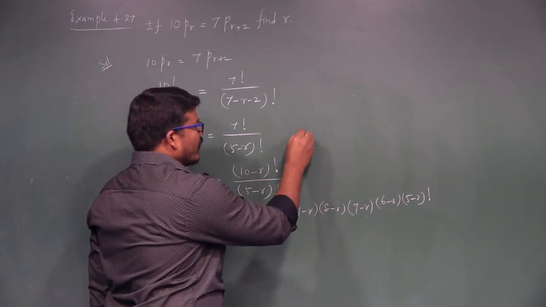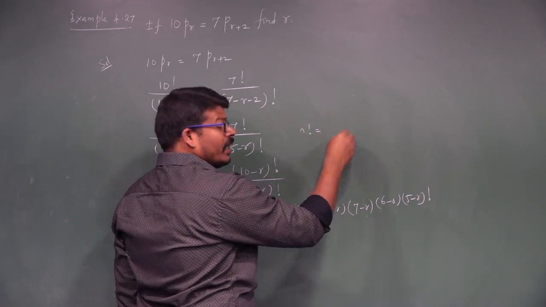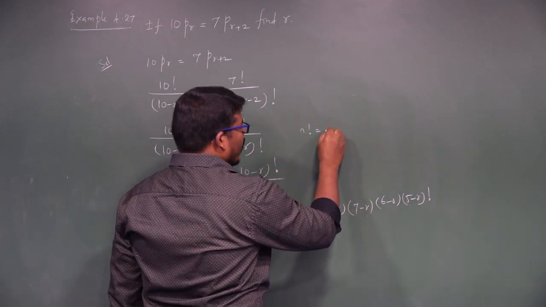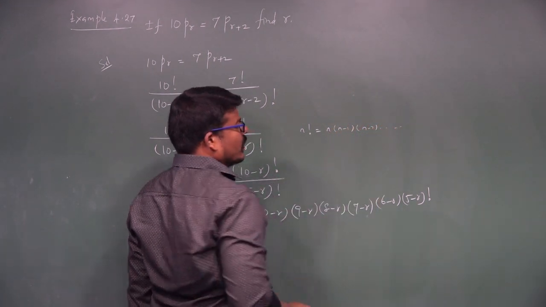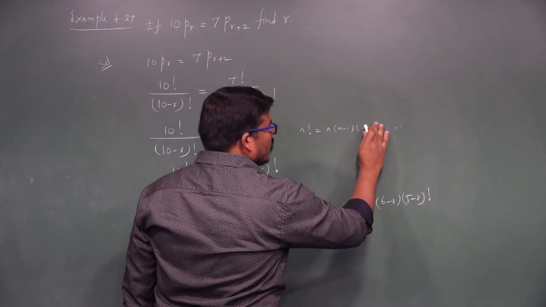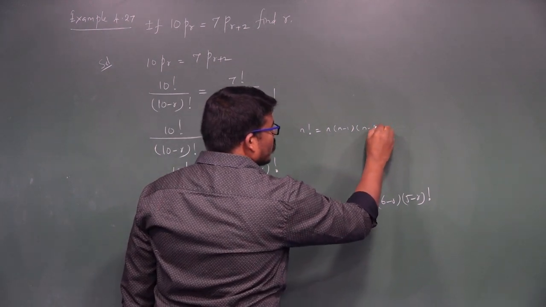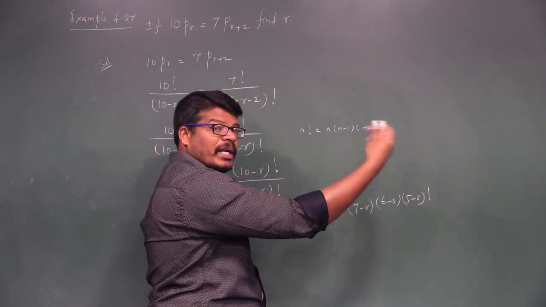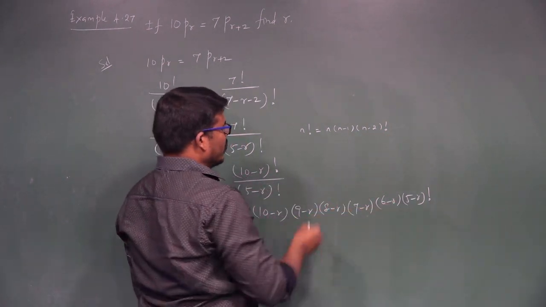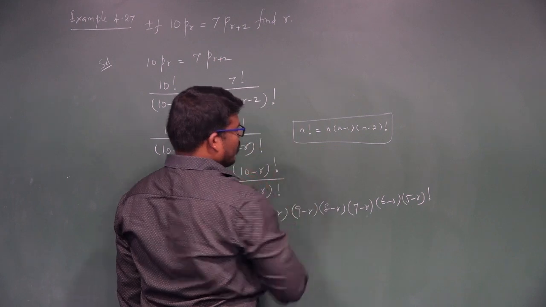Now it is in n factorial. n factorial equals n into (n minus 1), (n minus 2), up to and so on. This is (n minus 1), (n minus 2) factorial, (n minus 3) factorial, (n minus 4) factorial, and so on. That is the n factorial.